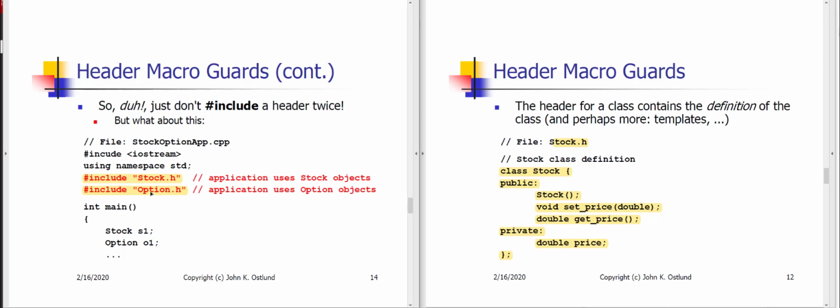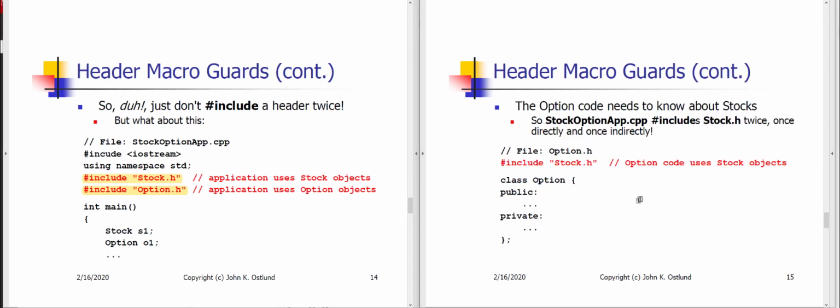The option header does have to know about the stock header, but it should not be my responsibility as the application developer to have to know which headers include which other headers. If I want to use stocks, I should include stock.h. If I want to use options, I should include option.h, and everything should work. Okay, so here on slide 15 is the problem that I was describing verbally. In the option header, the first thing I'm doing is including the stock header because I'm going to be developing options in terms of underlying stocks.